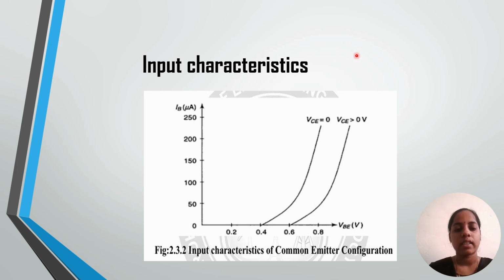Here in the input characteristics, the y-axis is taken as IB base current and the x-axis is taken as VBE base emitter voltage. Here VCE equal to 0 volts constant. When VCE is greater than 0 volts, the current is increased. Here IB is taken in microamperes and VBE in volts.